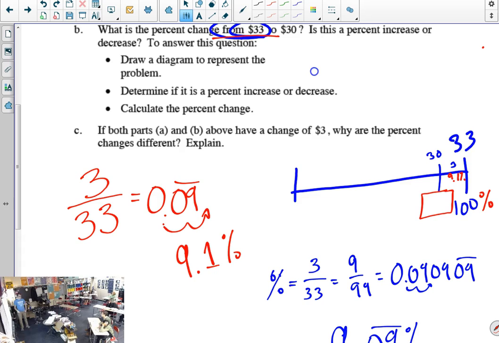So then, would 30 be like 91.9-ish? 90.9. Sorry that you can't really read that well. The 30 is 90.9% of the 33. Or we could say the $3 loss is 9.1% of the 33. But it's the of the 33. We're referencing the 33. That's our total. It's not very nice to work with.